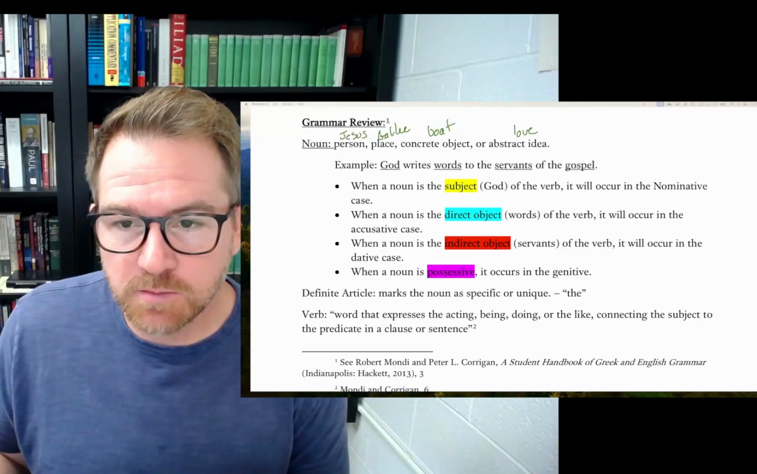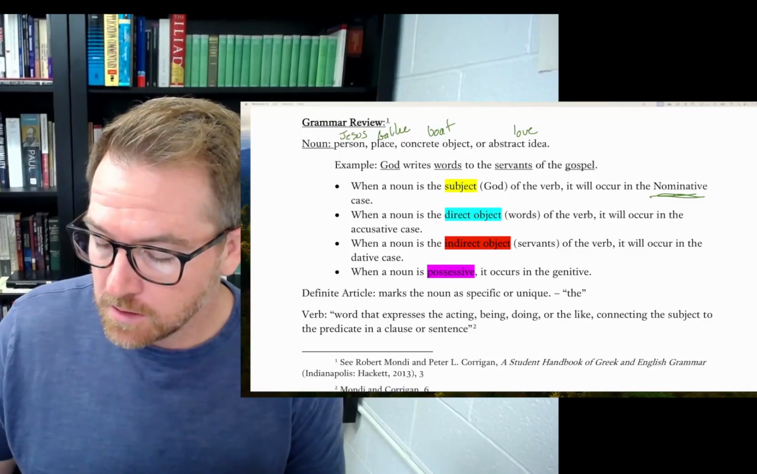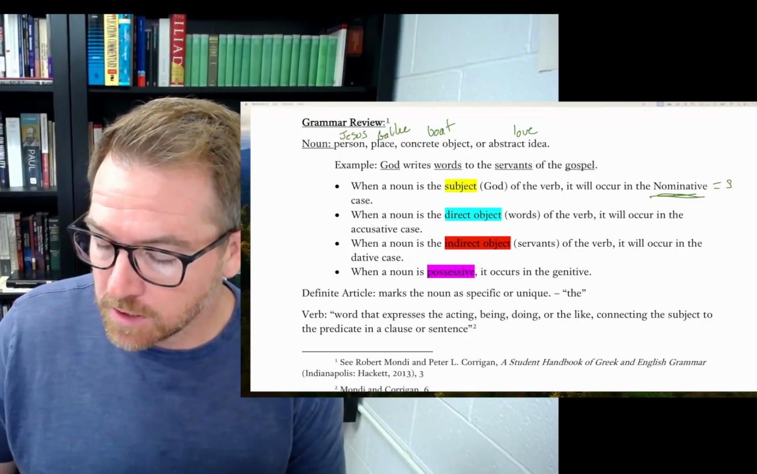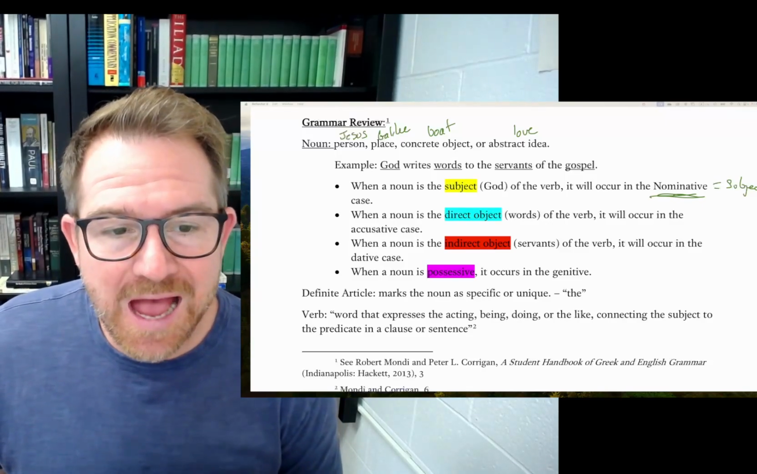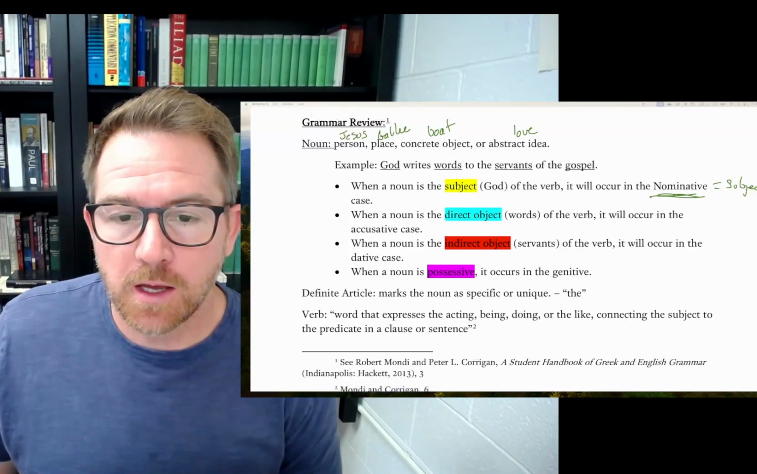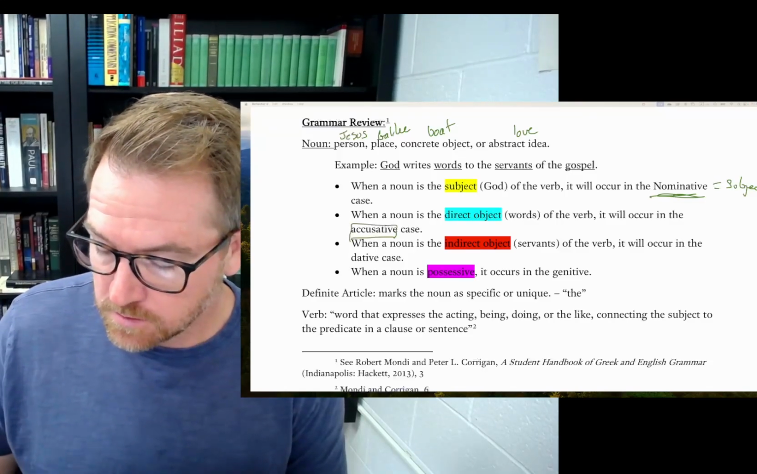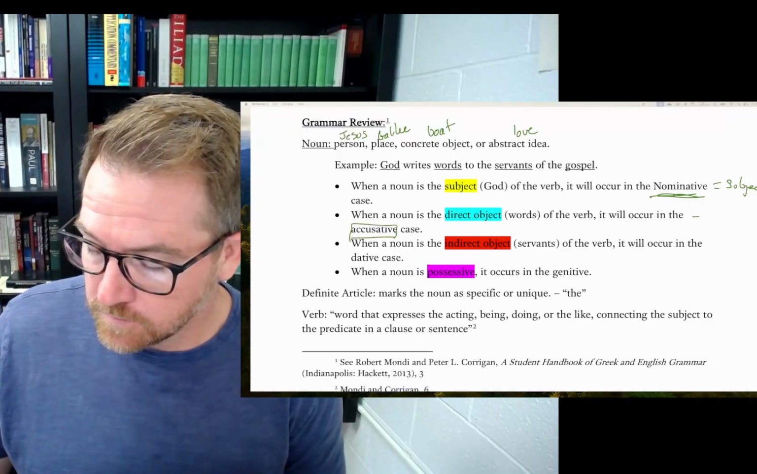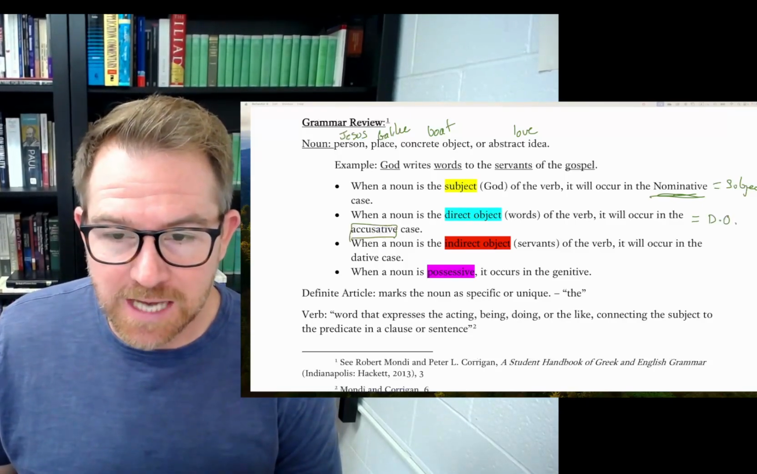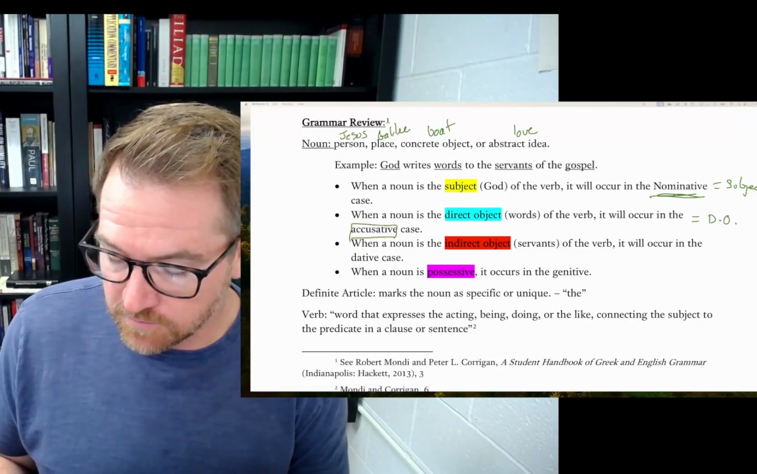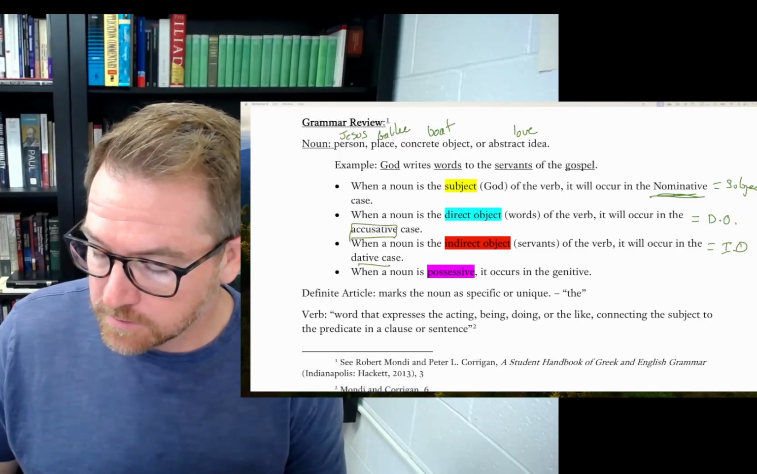When the noun is the subject of the verb, it will appear in the nominative case. Nominative equals subject, okay? When a noun is the direct object of the verb, it will occur in the accusative case. So accusative equals direct object. When a noun is the indirect object, it will occur in the dative case. So the dative is the indirect object.